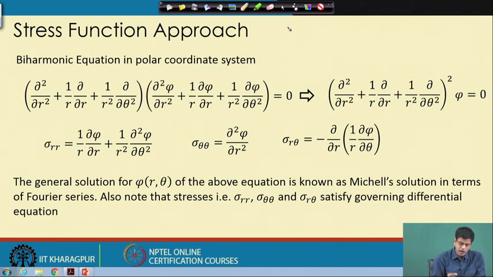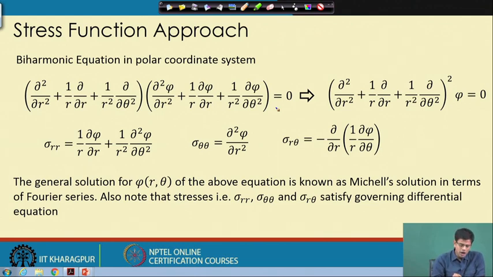So, if we substitute now sigma r r and sigma theta theta of this form, that is 1 by r d phi dr plus 1 by r squared d square phi d theta square, and sigma theta theta is d square phi dr square, then we get the final biharmonic form of the compatibility equation, or the popularly known as the biharmonic equation.